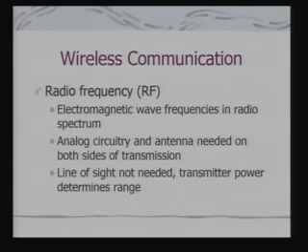The other option of this kind of communication, or networking devices together, is using protocols in radio frequency. We had looked at infrared till now, now radio frequency. So, here the electromagnetic wave frequencies in the radio spectrum are what is used. Obviously, you would require the analog circuitry and antenna needed on both sides of transmission. The advantage here is that line of sight is not needed and transmitter power determines the range.